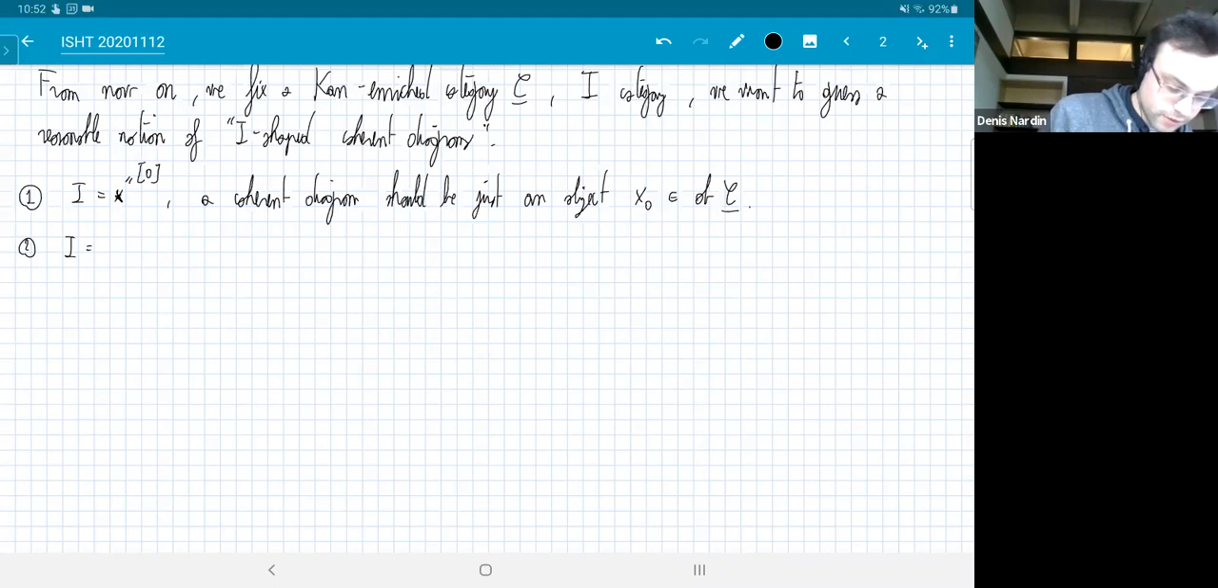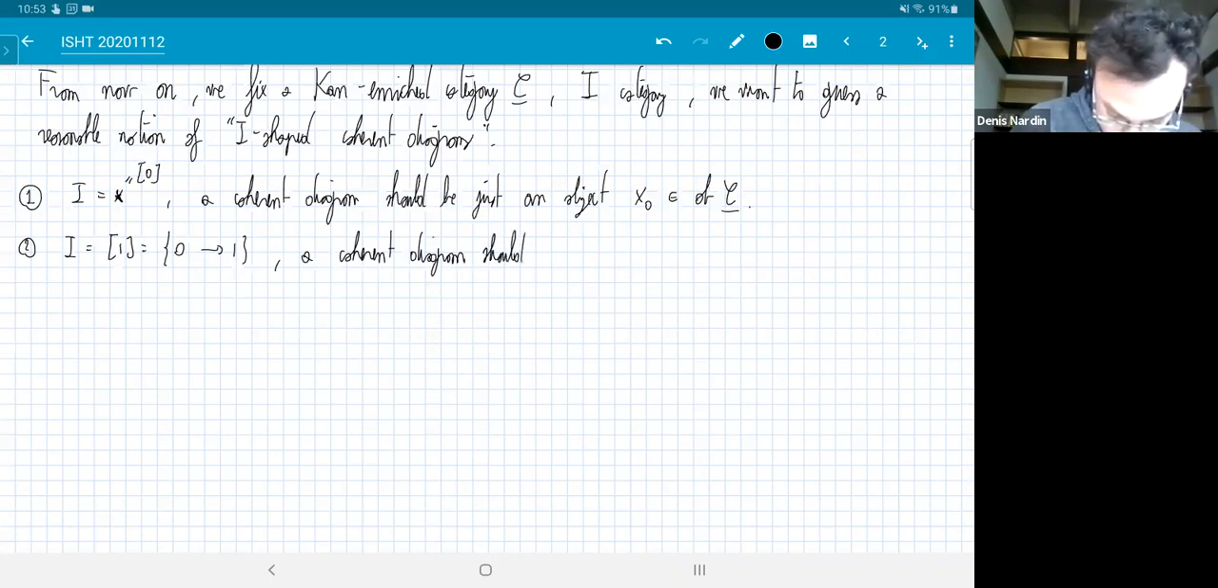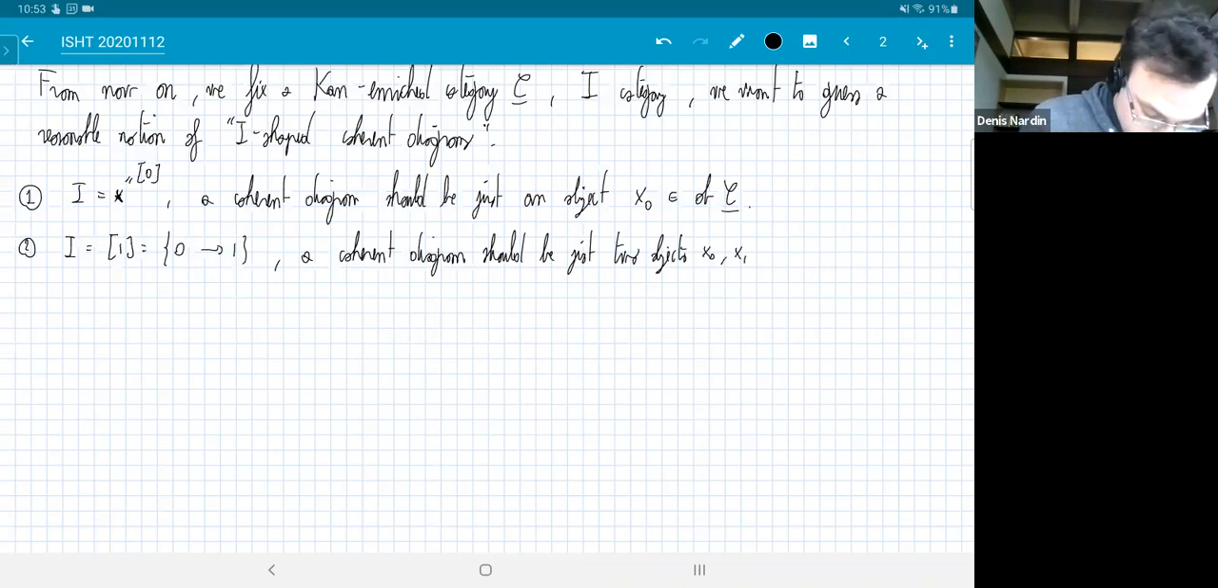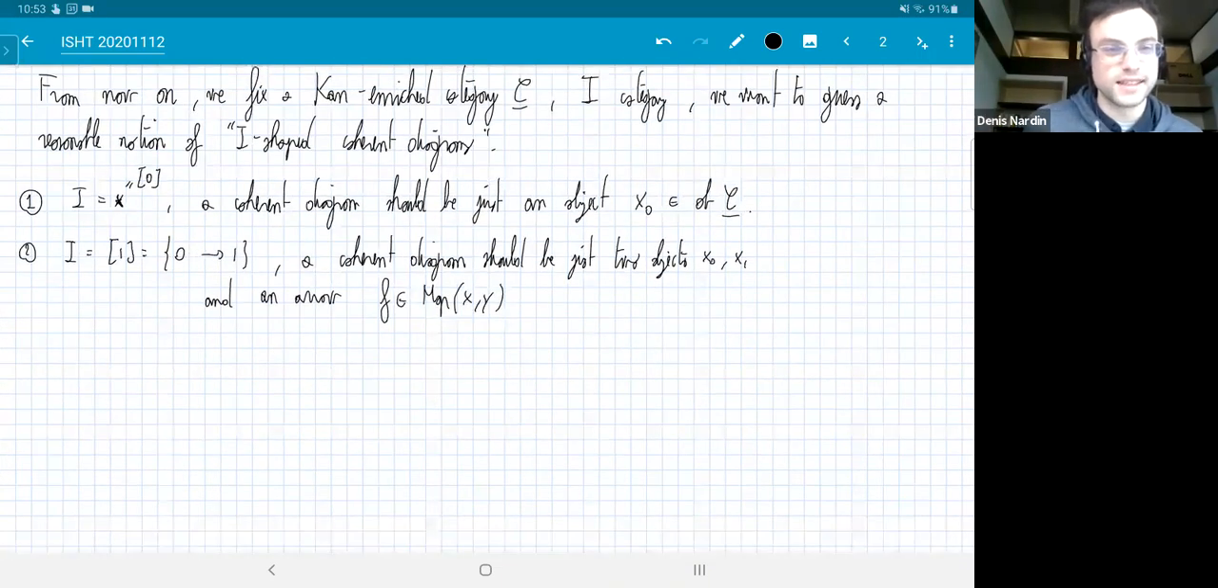Let's see another easy example. I is the poset bracket one, which is just two objects. And here again, you don't see any non-trivial composition, so there shouldn't be any coherence. So a coherent diagram should be just two objects, x0, x1, and an arrow f in map(x, y). And already let me not spell out that I mean a zero simplex in this Kan complex. Okay. So far, so good. I don't expect any surprise from you so far, but if there are, please interrupt me.